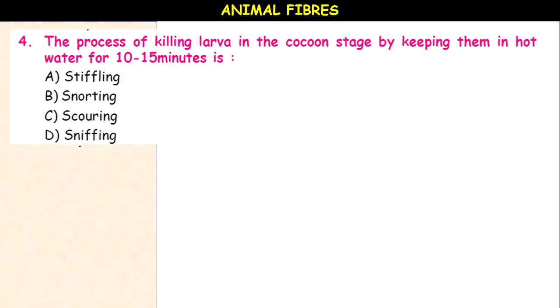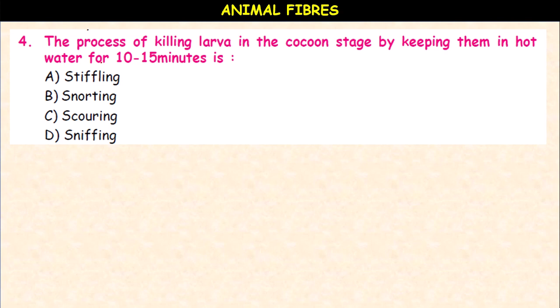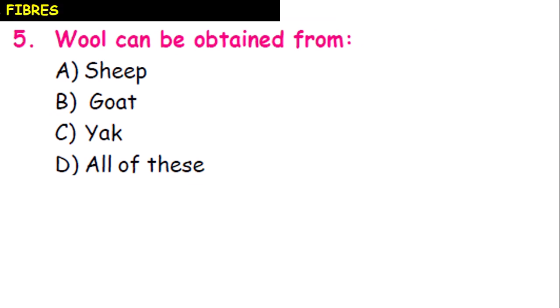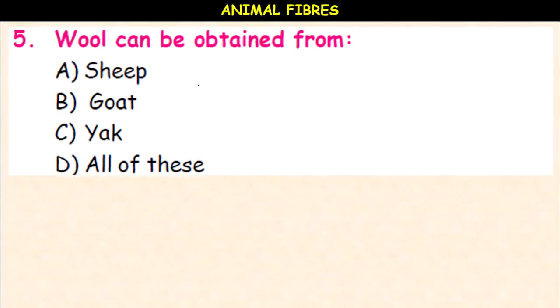The process of killing larvae in the cocoon stage by keeping them in hot water for 10 to 15 minutes is stifling, snorting, scouring, sniffing. Stifling. So don't get confused between the terms. Very important: stifling is the process of killing larvae in the cocoon by heat treatment. Wool can be obtained from sheep, goat, yak, all of these.